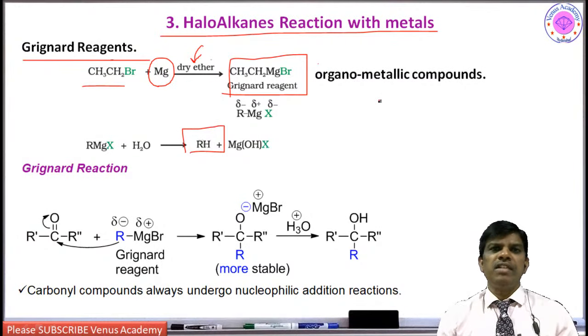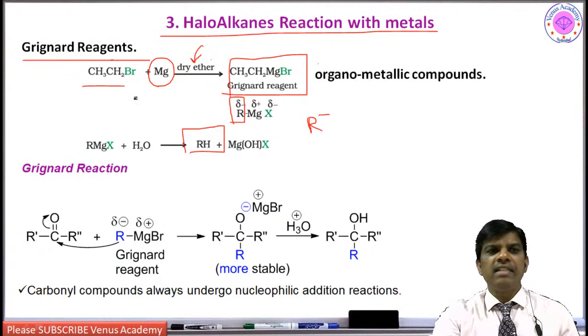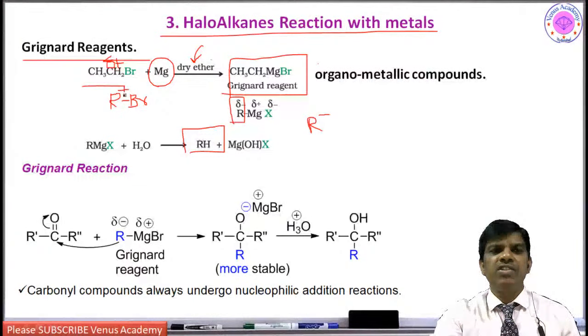So please remember, students, alkyl magnesium halides are known as Grignard reagents. What is a Grignard reagent? Alkyl magnesium halides are Grignard reagents. What is happening? This R group is going to be negatively charged, a nucleophile. In the alkyl halide, such as CH3CH2 here, what is the charge? It is positive. So the R group is positively charged in the starting material.